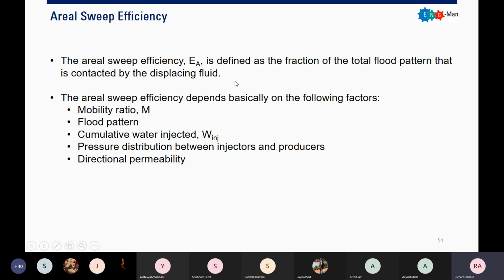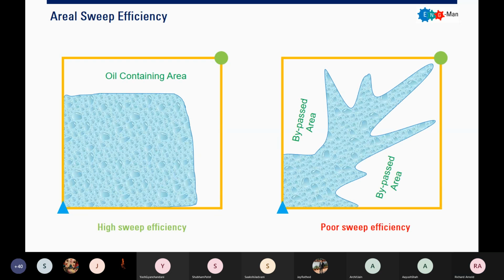Okay, there are a lot of factors influencing areal sweep efficiency. Again, mobility ratio, flood pattern, cumulative water injected, also reservoir pressure distribution between injectors and producers, also our directional permeability and heterogeneity. Okay, and this is the representation of how areal sweep efficiency can really influence our water flood performance. If you have like this one, it means that you have your water flood giving you high sweep efficiency. Okay, your water sweeps the reservoir well.